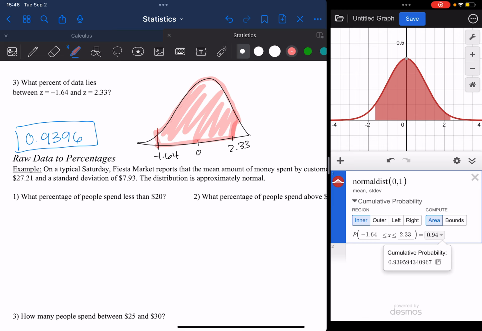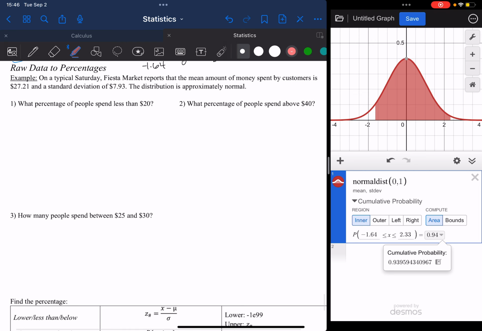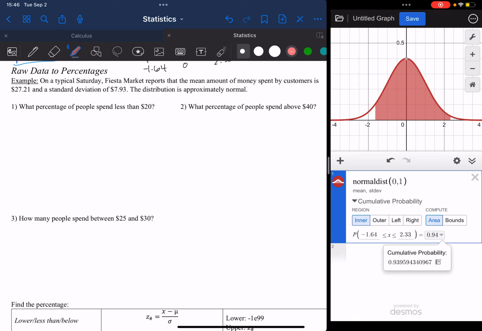Now, let's talk about raw data to percentages. The example says, on a typical Saturday, Fiesta Market reports that the mean amount of money spent by customers is $27.21. So, mean. And the standard deviation is $7.93. The distribution is approximately normal.